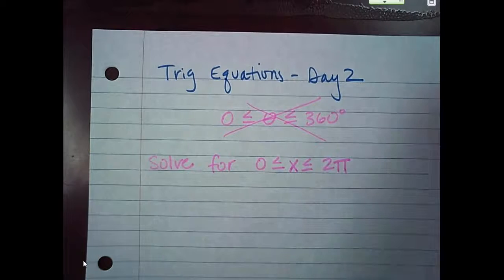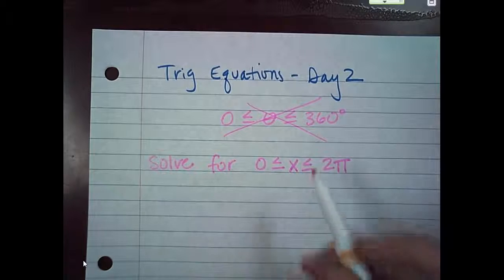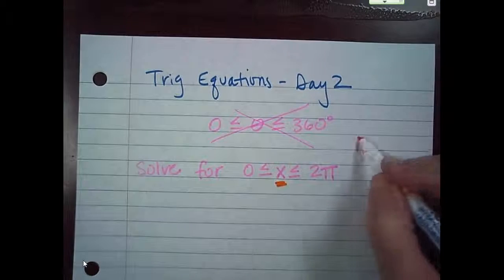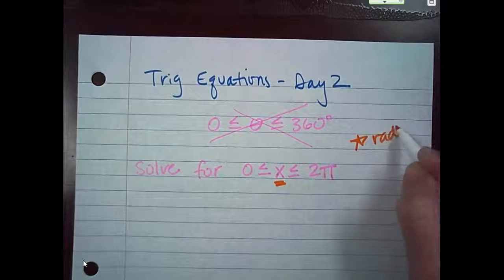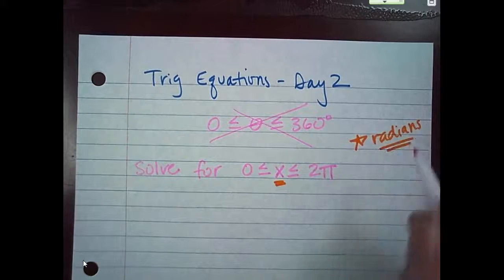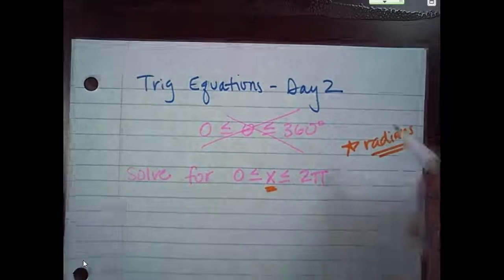So the first thing you need to make sure that you do is when you see x, or 0 to 2 pi, you need to put your calculator in radians. That's an important step, okay? The calculator needs to be in radians.